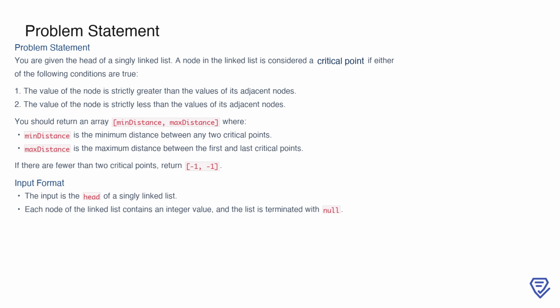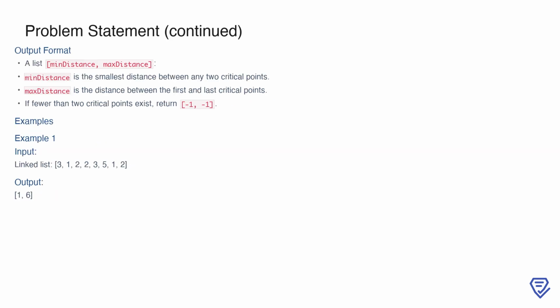The input to the problem is the head of the singly linked list, and the task involves analyzing the values of the nodes in the list to determine the output. The output for this problem is a list containing two values, min distance and max distance. To clarify, min distance represents the smallest difference in indices between any two critical points, while max distance is the difference in indices between the first and last critical points in the list. If there are fewer than two critical points, the output should simply be -1, -1.